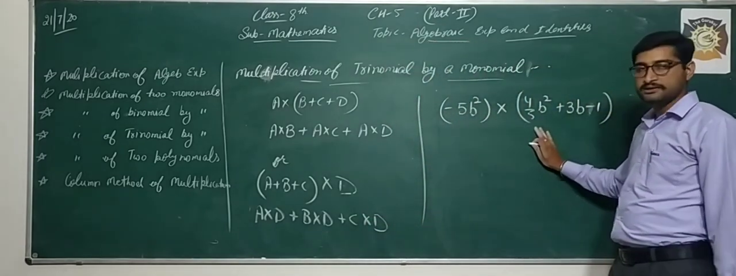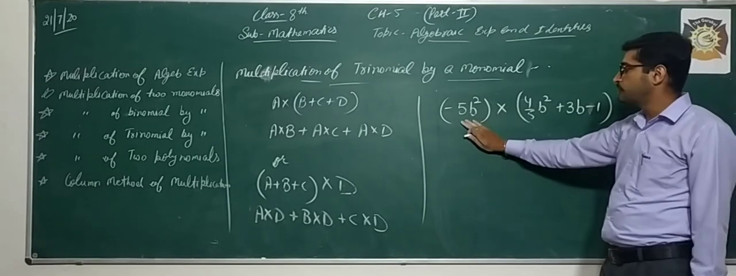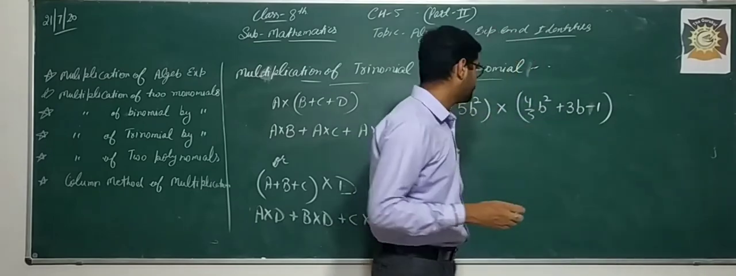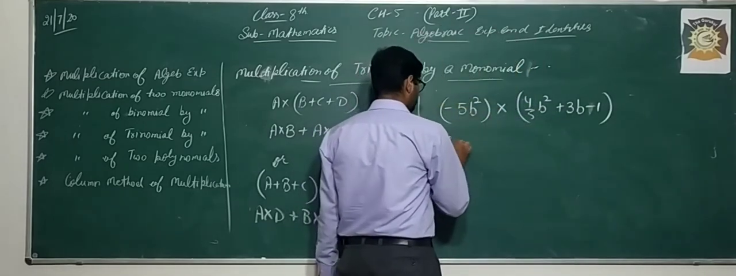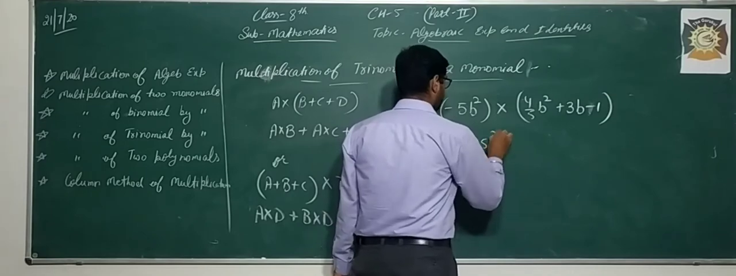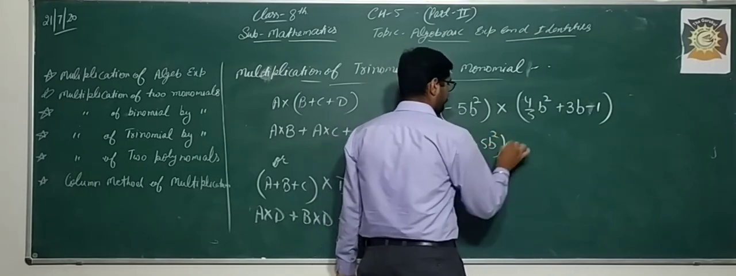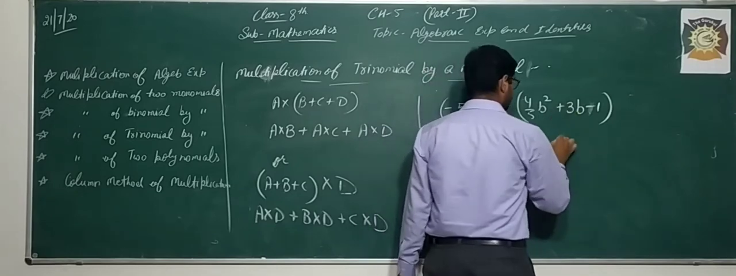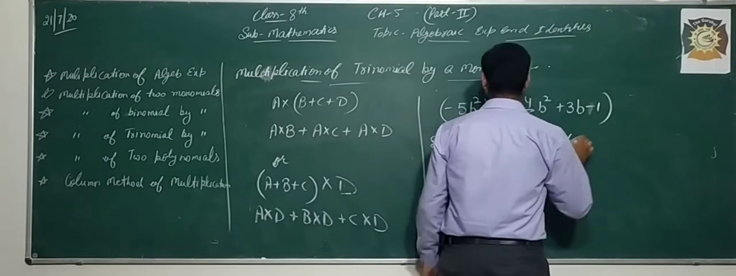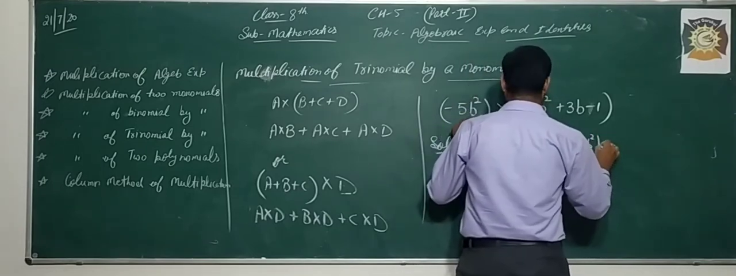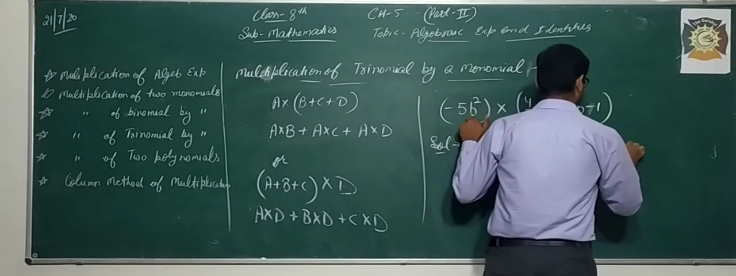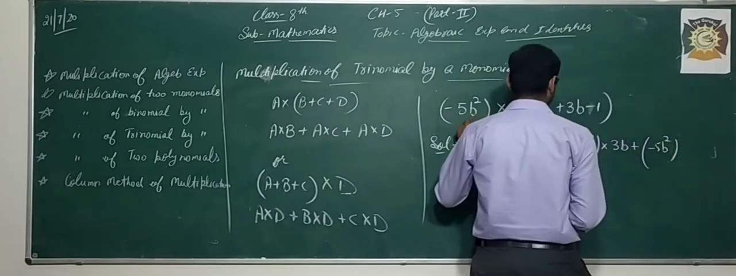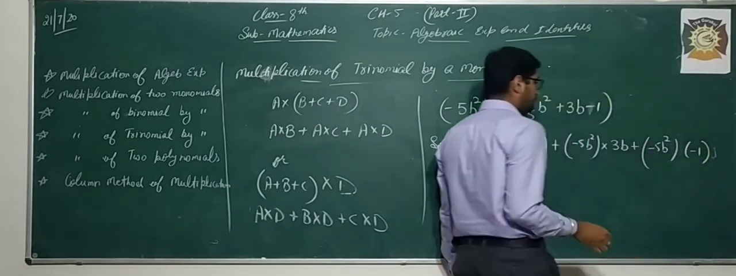Here you can see one example on the board. This is a monomial and we are multiplying it with a trinomial. So how do we multiply this? Minus 5b square into 4 by 5 b square, plus minus 5b square into 3b, plus minus 5b square into minus 1.